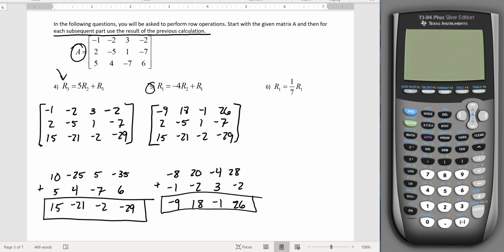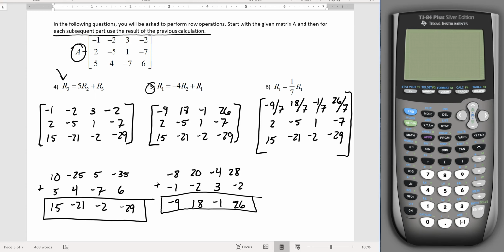And lastly, it says R1 is going to be multiplied by 1/7. So I can just put everything in R1 over 7. I'm going to have negative 9 over 7, 18 over 7. Again, no decimals, always fractions in a matrix. And then R2 and R3 stay the same: 2, negative 5, 1, negative 7, 15, negative 21, negative 2, negative 29. There we go. And those are row operations.